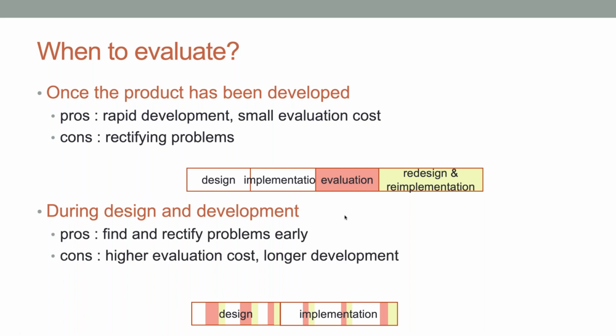With the first one, if you wait until the end to do your evaluation, you have much faster development, and you may have smaller evaluation costs because you're only doing evaluation once. But the big disadvantage is that it can take a lot of money and time to fix any problems you discover, because by the time you get to do the evaluation, you've already implemented a lot of the features of the product. If you do the evaluation during design and development, it means you can find and verify problems much earlier.